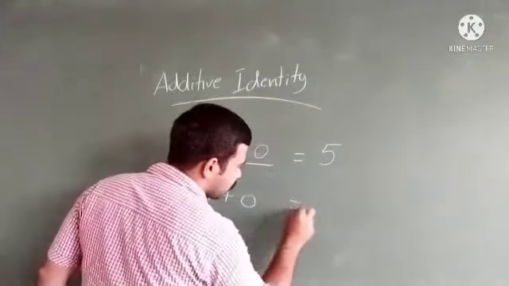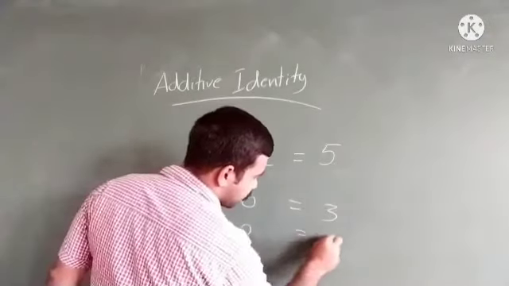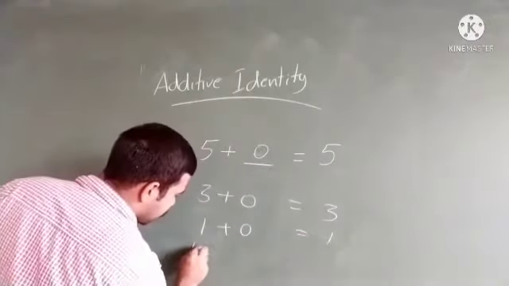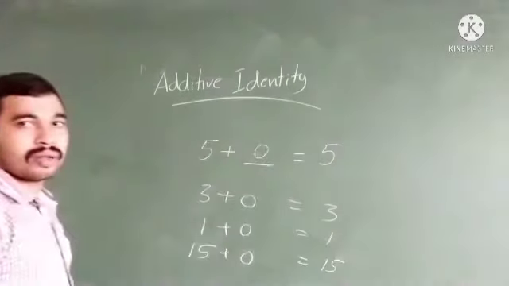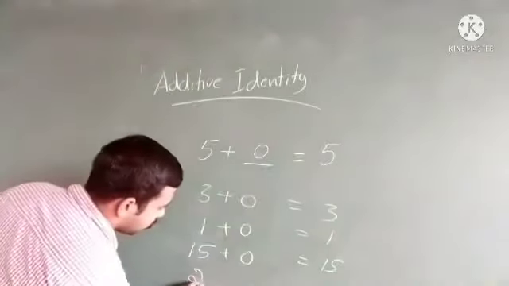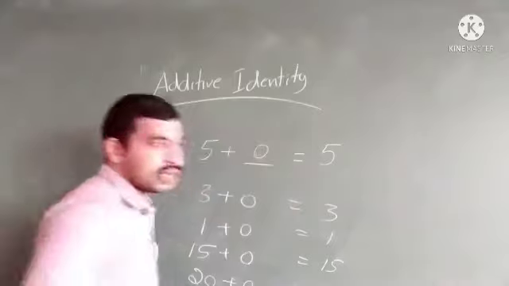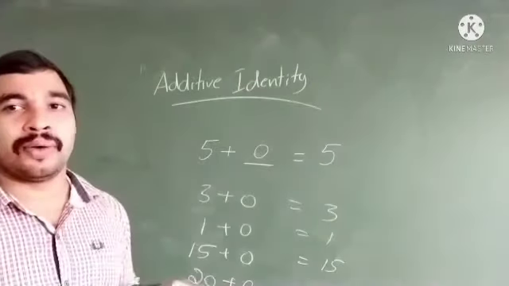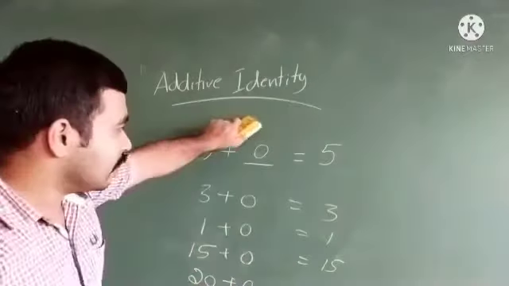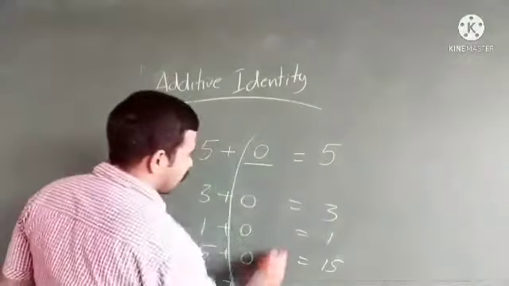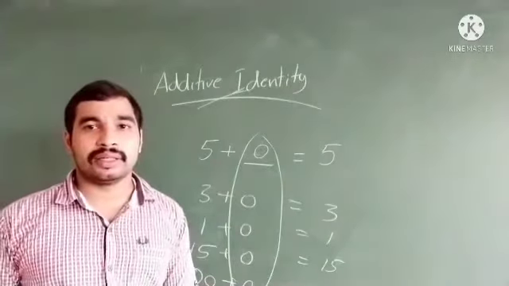3 plus 0, which is equal to 3 itself. 1 plus 0 is 1. 15 plus 0, which is equal to 15. 20 plus 0, which is equal to 20. 1000 plus 0 is 1000. 1 lakh plus 0 is 1 lakh itself. This 0 is called as additive identity of an integer.